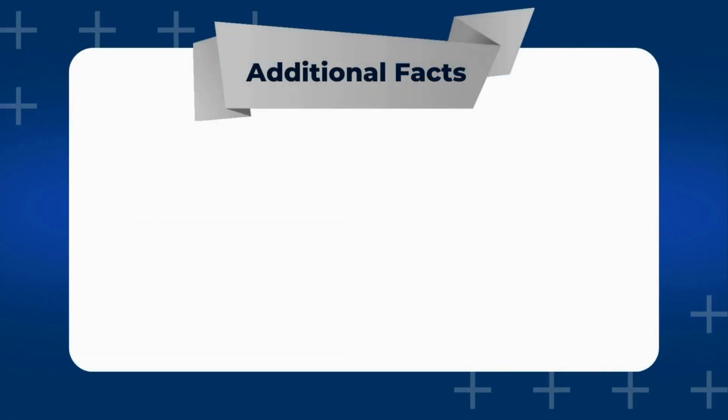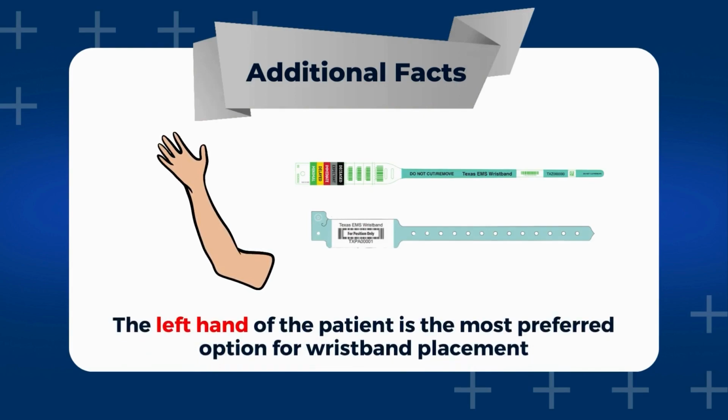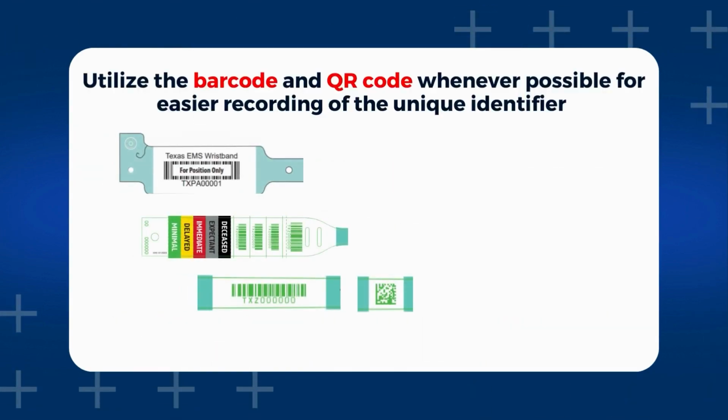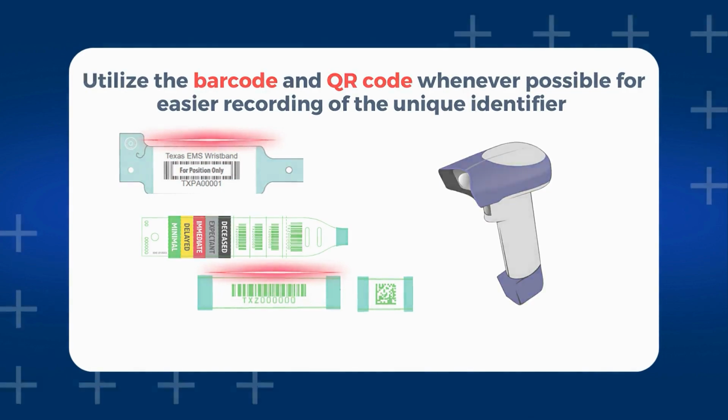We also have some additional information to provide assistance. If a staff member ever needs to apply a wristband to a patient, please remember that the left hand is the most preferred option. Additionally, we encourage providers to utilize the barcode and QR code whenever possible for easier recording of the unique identifier. This prevents any potential errors when inputted manually.